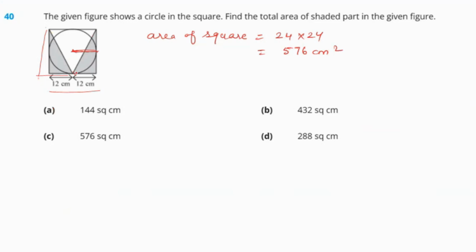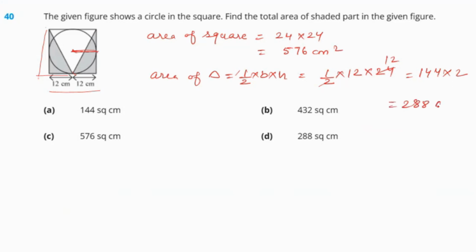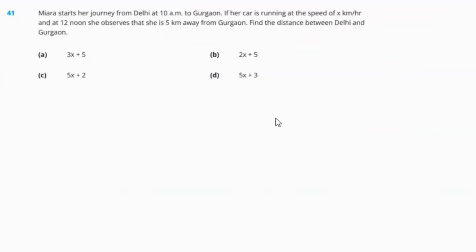So half into base into height, the area of the triangle, we can apply. So we can do half into base, which is 12, height is 24. When we do it, we will be getting 144. And since there are two triangles, we can multiply it by 2 over here as well. So when we multiply it by 2, we will be getting 288 centimeters square. So option B.